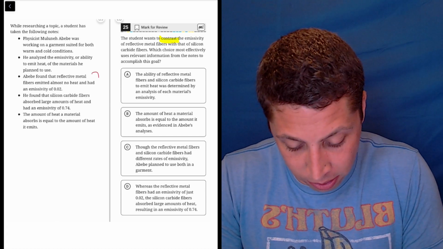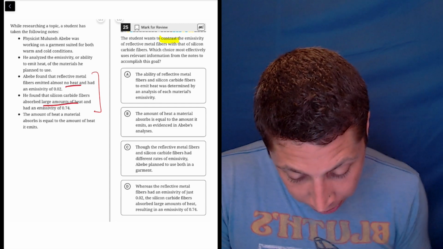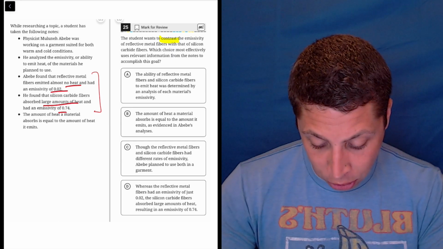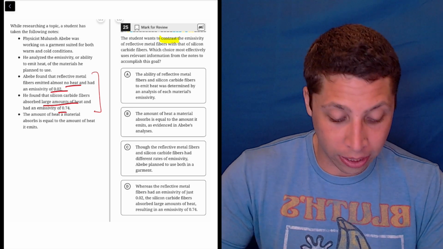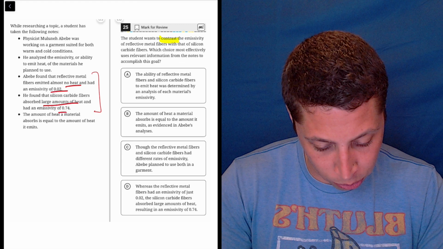So right there, they're talking about how they're different, right? One had no heat, one had lots of heat, one has this number, one has that number. The amount of heat a material absorbs is equal to the amount of heat it emits. Okay, maybe that matters, but clearly the contrast is between these two things, these two findings. So let's see what we get in the choices.